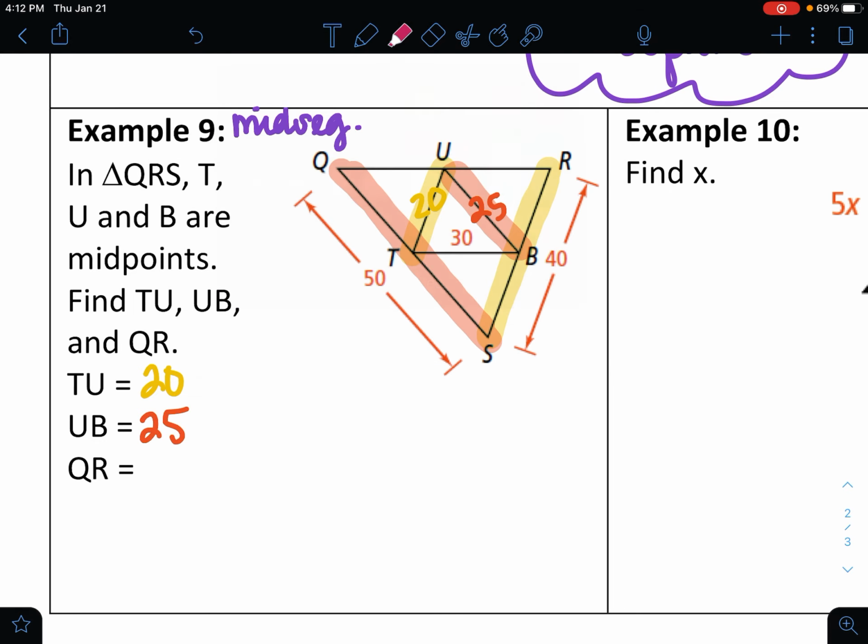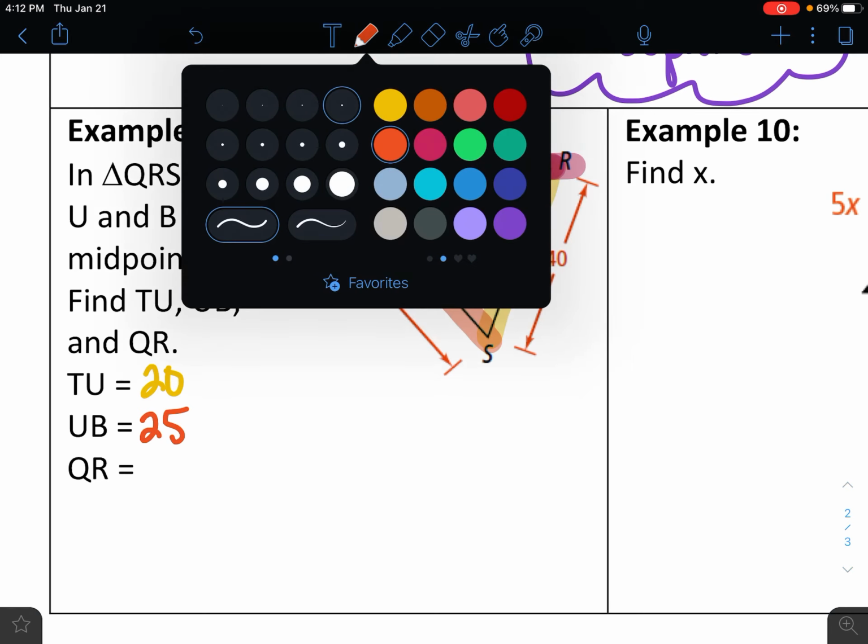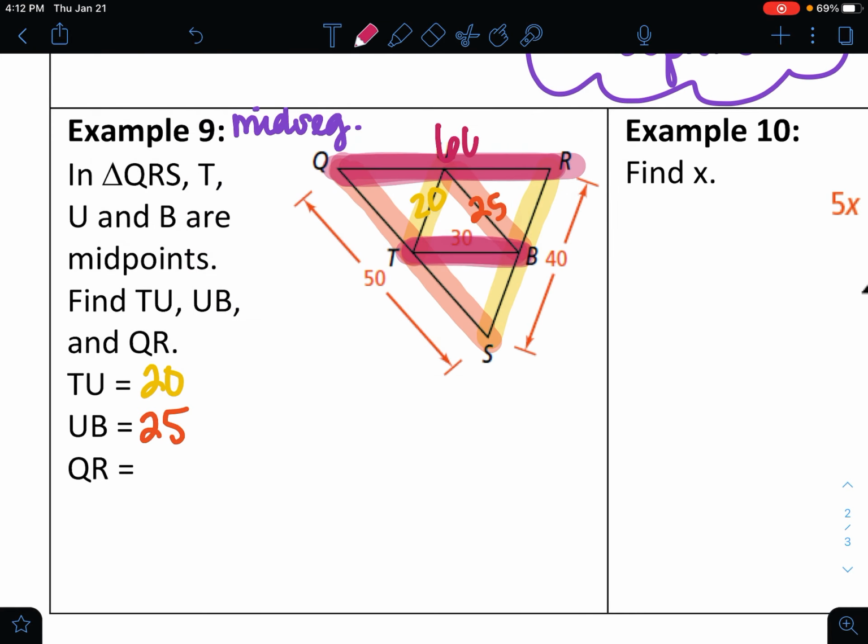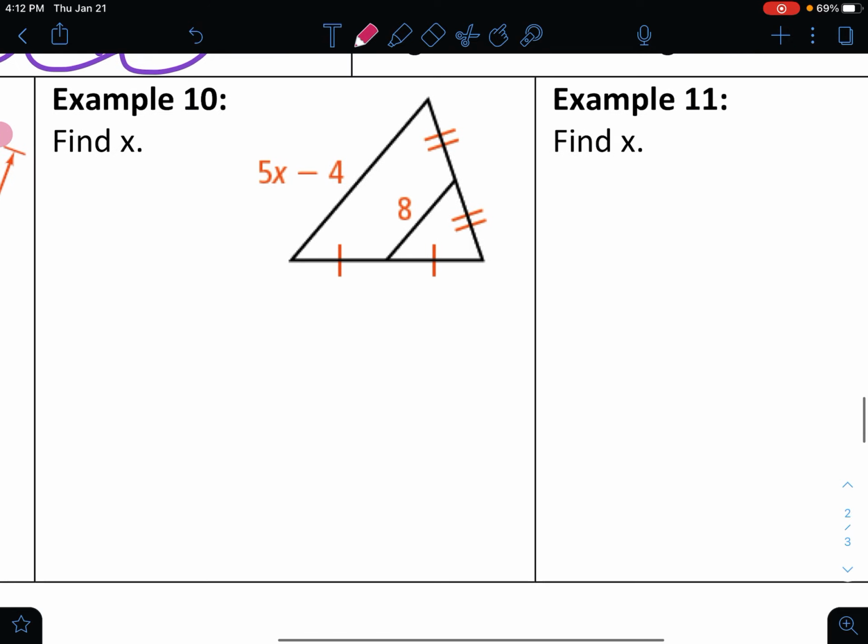All right, QR, which is here. We got to figure out what QR is. We know what TB is. So TB is 30, which means that QR has to be double that. So that's going to be 60. You see how that goes? Because it's the bigger side. If it's the bigger one, it's going to be doubled. If it's the smaller one, it's going to be half. And that's it.